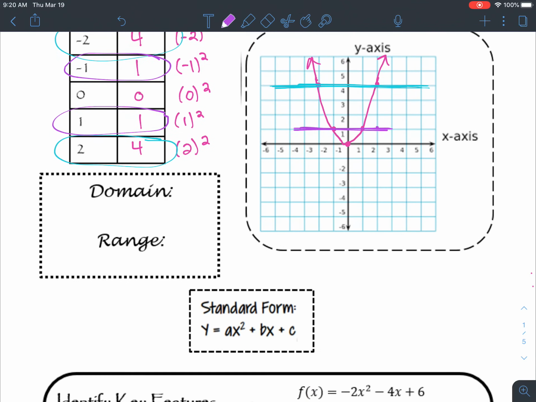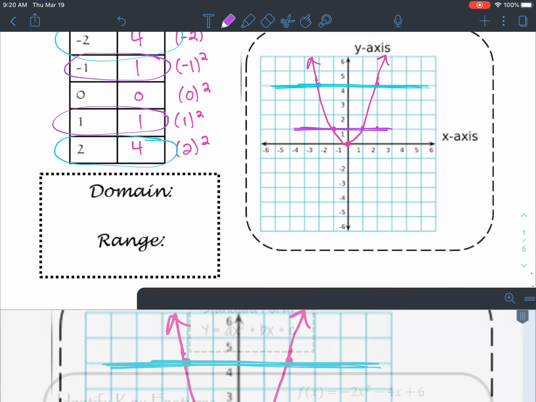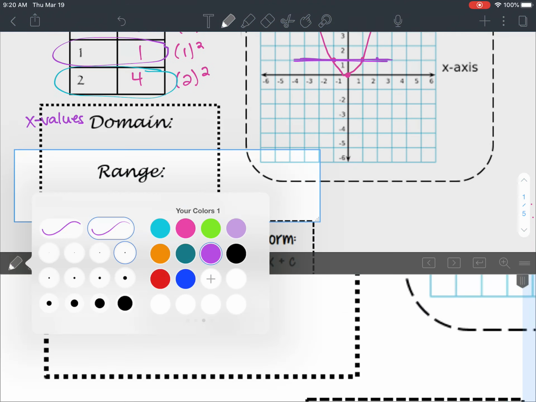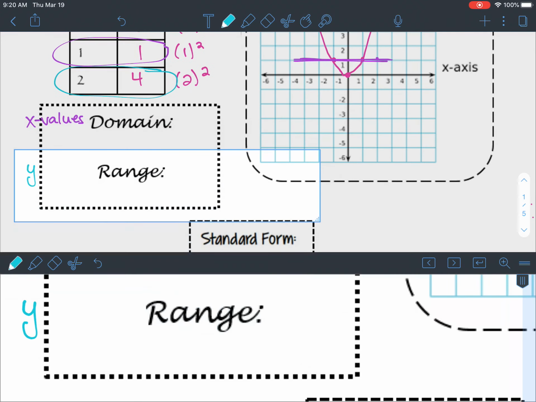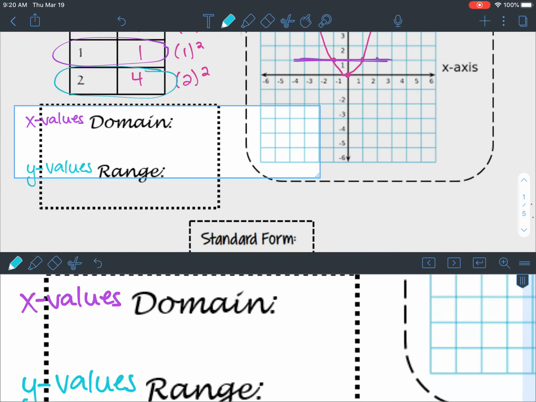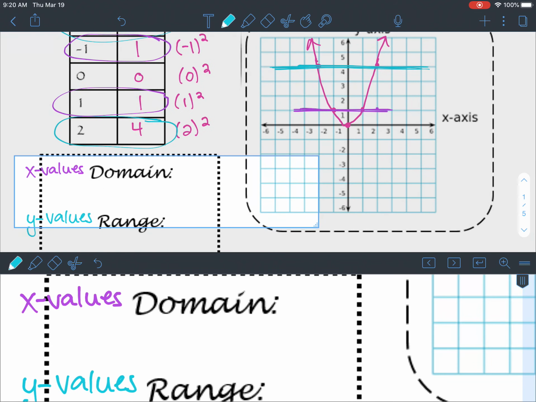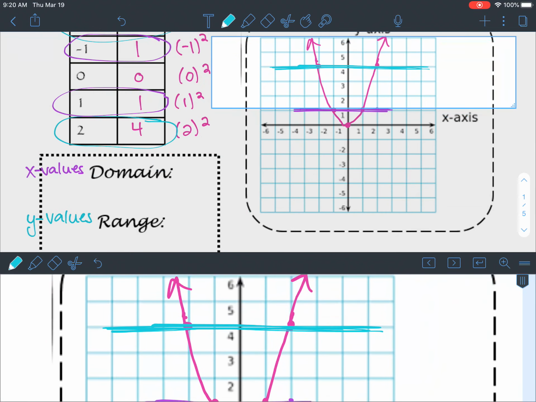And then we need to get into talking about the domain and the range. So domain refers to my x values. I don't know that we've talked about this yet. So domain refers to my x values, and range refers to my y values. So what I'm wanting to know is, if I look at my graph, what are my x values that this graph will hit? So where is this parabola going to touch? What x values is this going to touch?